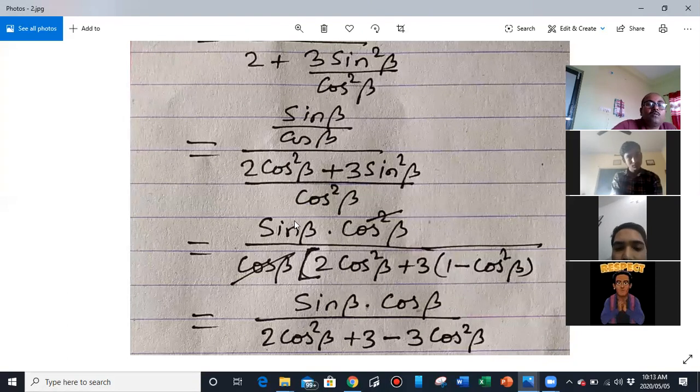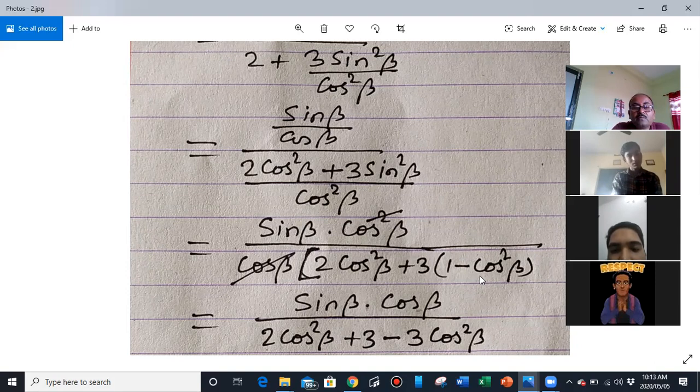See, 1, 2, 3, 4 steps are there. So you know how to convert division into multiplication. The lowermost denominator will go with the upper one. Sin beta into cos square beta upon cos beta into 2 cos square beta plus 3 sin square beta.